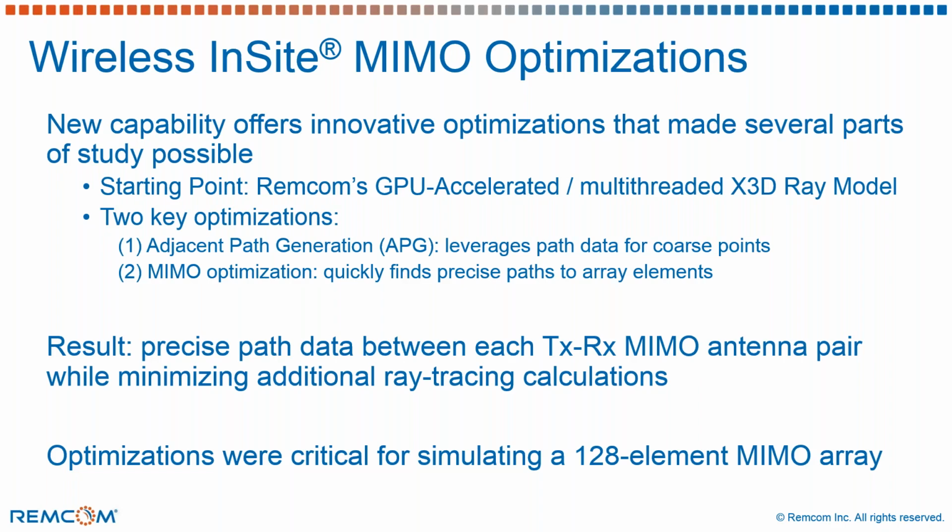The key here is that we keep track of all of the path data. We adjust paths including all of the reflections and diffractions in the scene. And we manage all of this data and capture it for all of the pairs of antennas at the transmitting and receiving elements of the MIMO system. With these optimizations, we're able to do this while minimizing how much additional calculation time is required to perform the simulations. And those optimizations were critical for the massive MIMO simulations that we're going to show in this webinar.